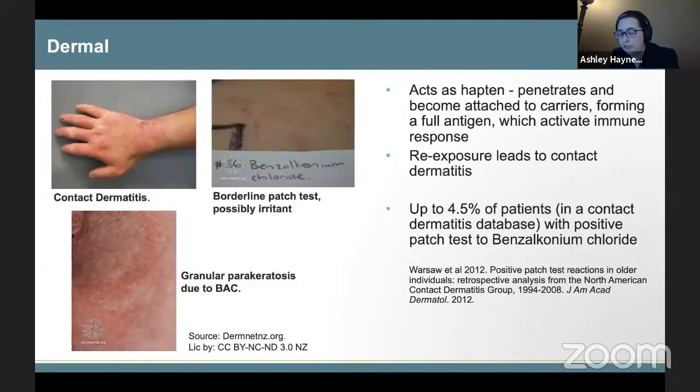Next slide, please. The first group of reactions are going to be dermal effects. So in the skin, these penetrate, they're kind of like a half antigen. They start to get attached to carriers in the deeper tissues and then form a full antigen, which is capable of activating an immune response. So on re-exposure, you can develop contact dermatitis. They can also just cause irritant effects as well. And with really chronic exposures, you can get granular parakeratosis, which is kind of chronic reddening of the keratin structures in the skin. In one study, up to 4.5% of patients who had previous contact dermatitis were actually positive on patch testing to benzalkonium chloride. Next slide.